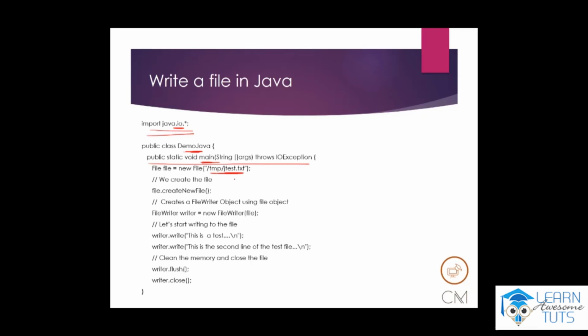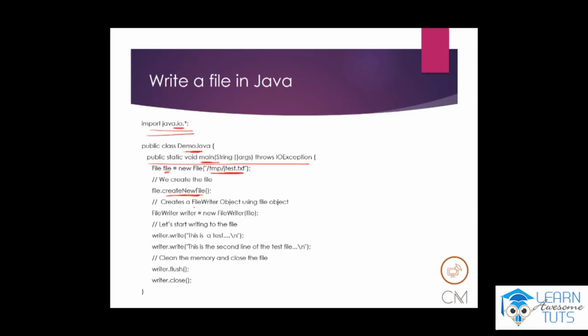The file is called jtest.txt. We create a new file again. We use the built-in function in Java to create a new file that is named as we defined in this variable, file.